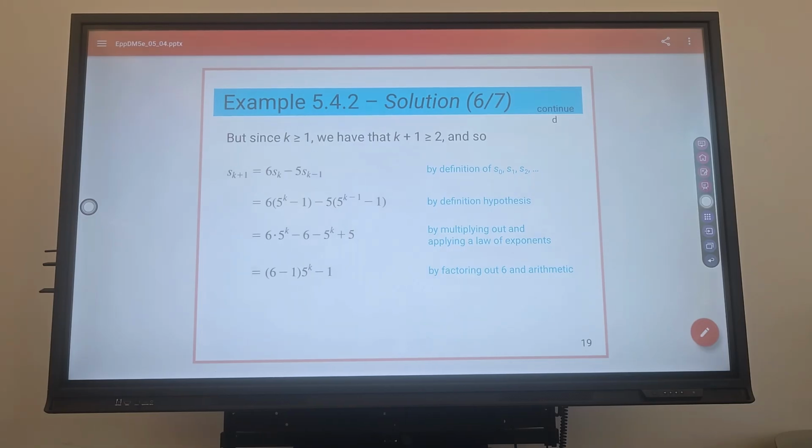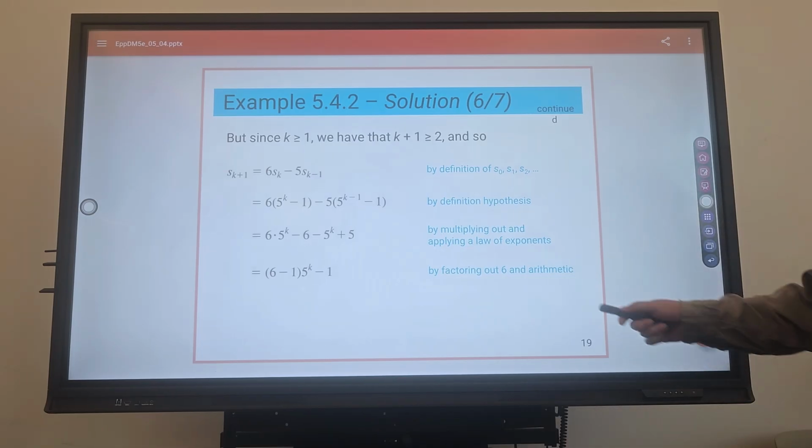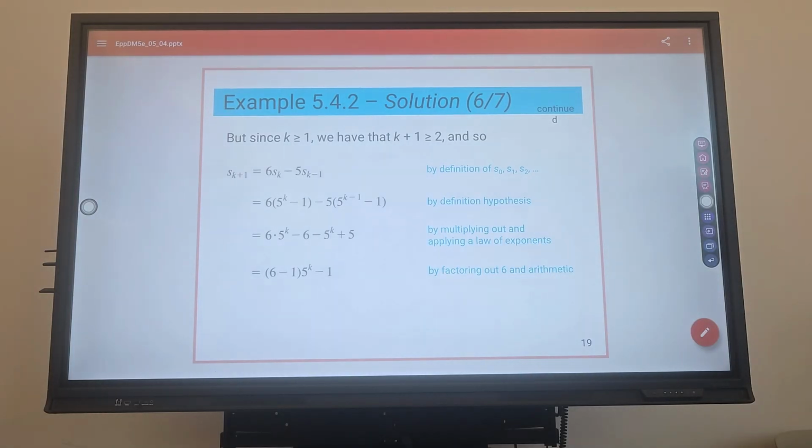So, by the definition, we can do some substitution. And by the inductive hypothesis, that's another typo there. And then multiplying out and applying laws of exponents, factoring out a 6 and doing some arithmetic.